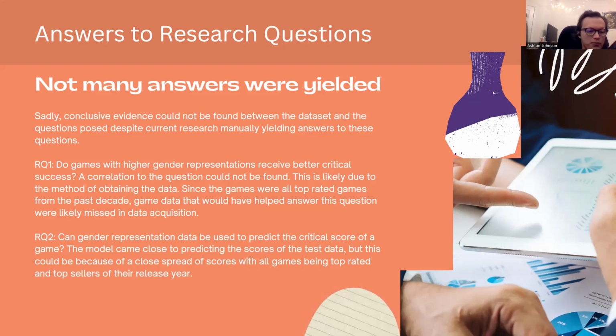And for the second question, can gender representation data be used to predict the critical score of a game? The model came close to predicting the scores of the test data, but this could be because of a close spread across the scores, with all games being top rated and top sellers of their release year.